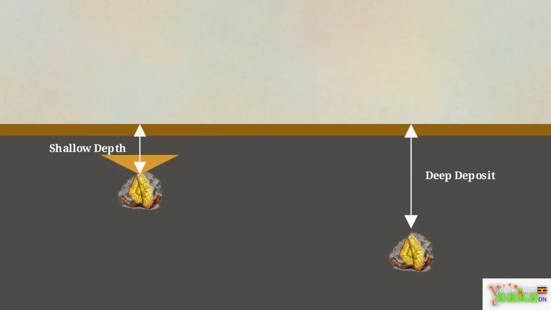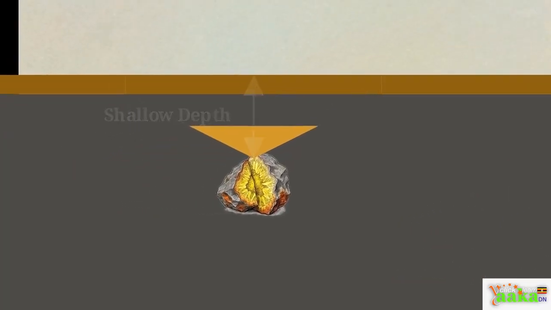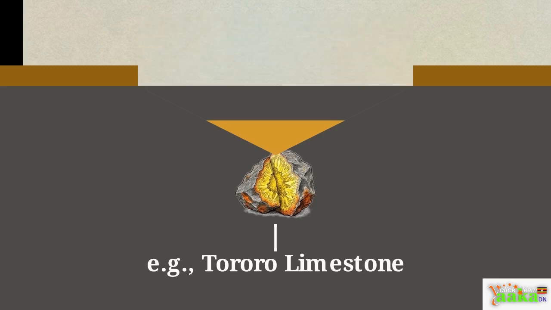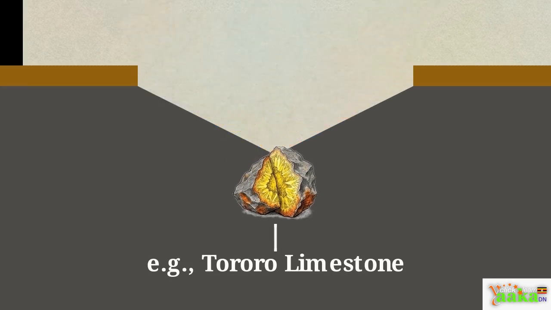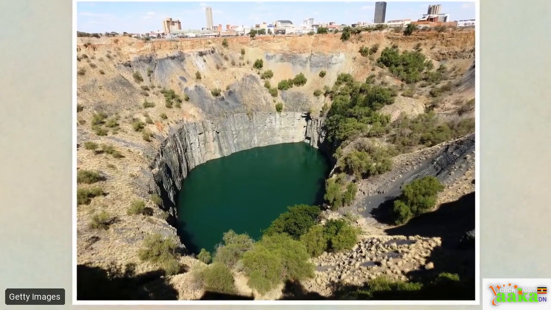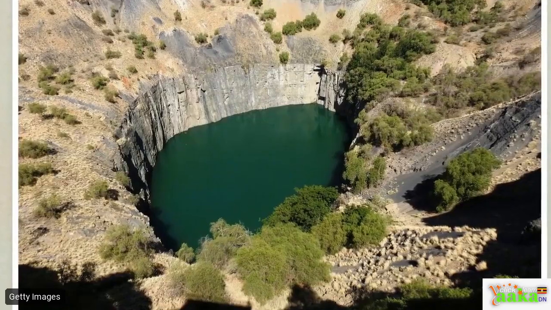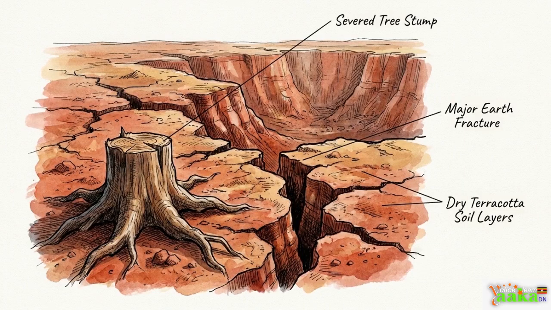This cross-section shows our two extraction scenarios. The deposit's physical depth strictly dictates the engineering method. For surface-level minerals, like Tororo limestone, we use open-cast mining. Engineers completely strip the topsoil, drill, and use explosives to break the rock apart. Notice the massive hole left behind in this photo. Open-cast mining is relatively cheap to execute, but it requires excavating a massive pit that completely removes local vegetation and leaves a permanent scar on the landscape.